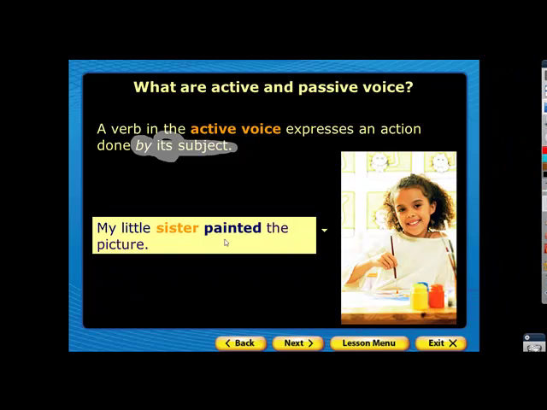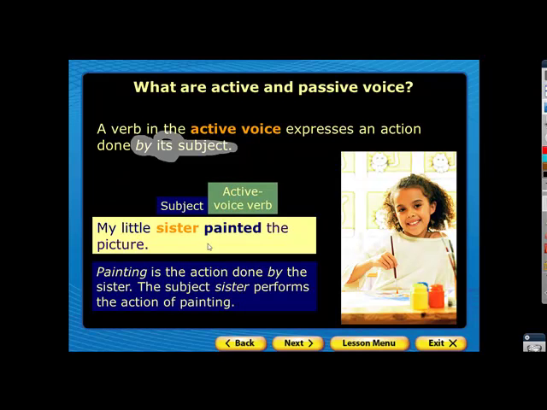My little sister painted the picture. Now, what am I talking about? I'm talking about my little sister. And what did she do? She painted the picture. So, my sister is the subject in the active. So here I focus on the performer, my sister.